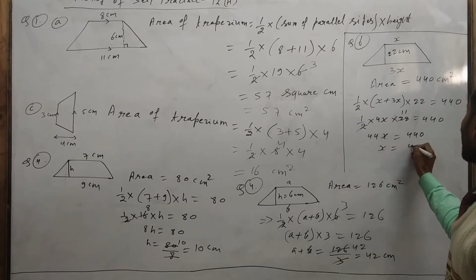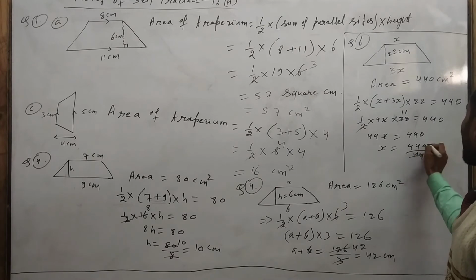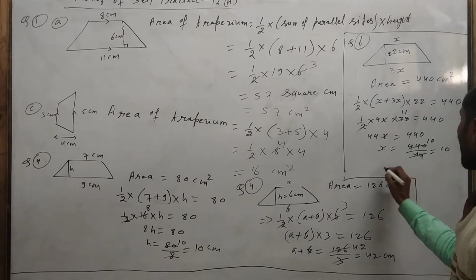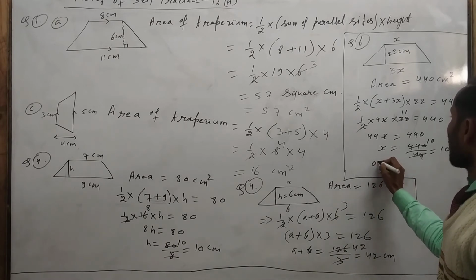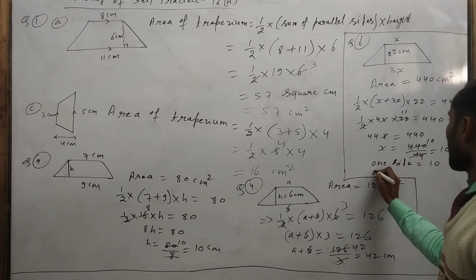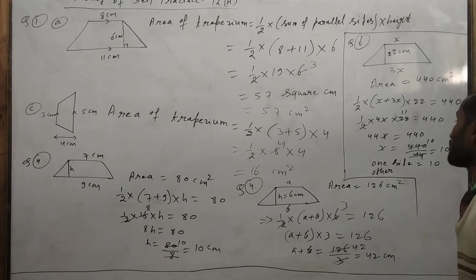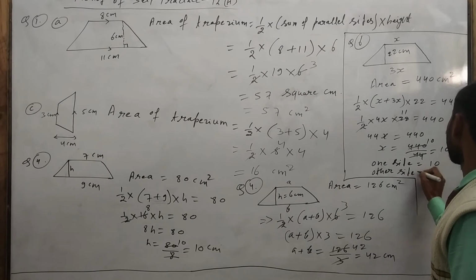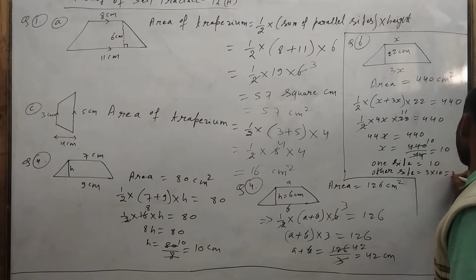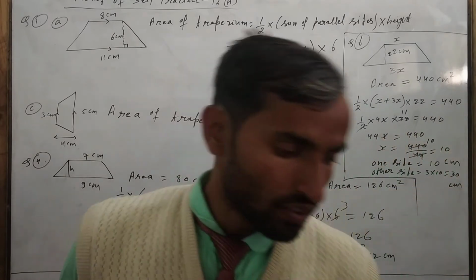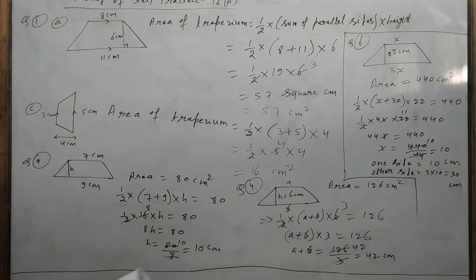Now x is equal to 440 upon 44. It will cancel out, 10 will come. So the value of x is equal to 10. It means one parallel side is 10. The other side is 3x, meaning 3 into 10, it will come 30 centimeter. So one side is 10 centimeter, the second parallel side is 30 centimeter. This is question number 6. Now 7th question, just try yourself.